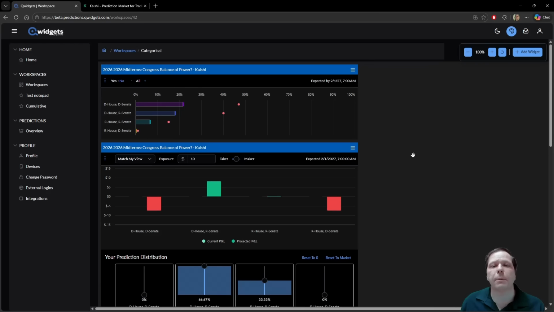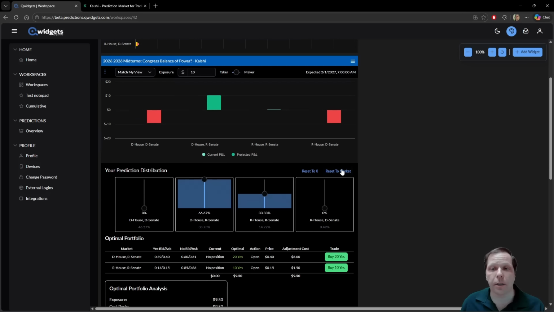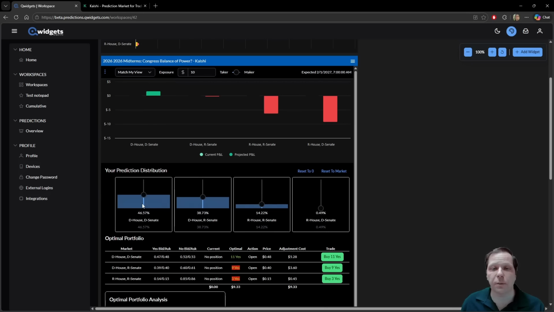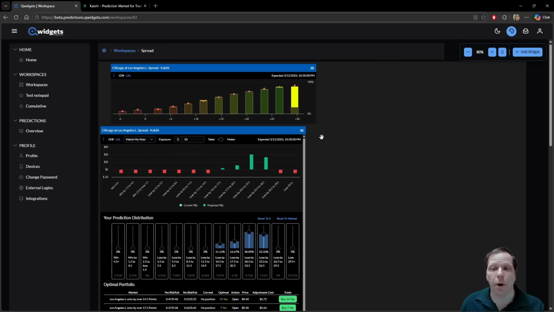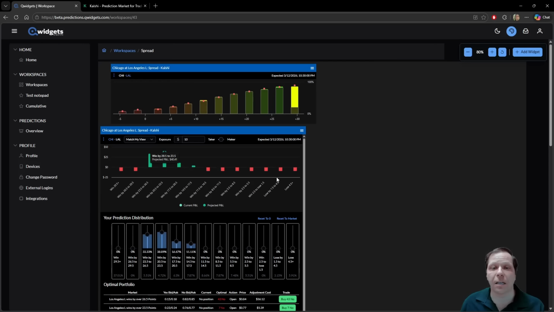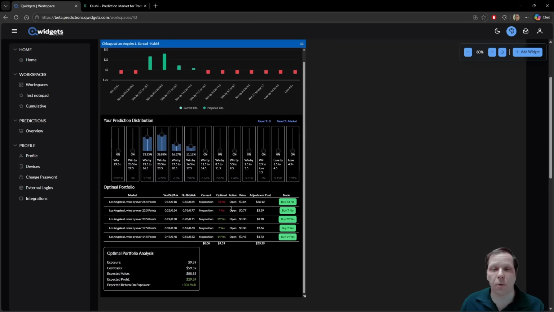The Portfolio Optimizer can be used for a few other event types as well. For example, categorical and range markets contain a set of mutually exclusive markets with a single winner. That experience is a bit simpler because each item maps directly to a single market. You can also use the Portfolio Optimizer for spread markets to map a probability distribution to distinct ranges between point spreads.